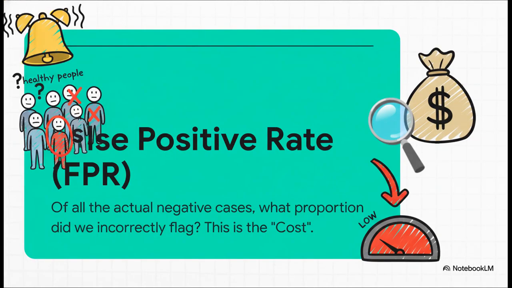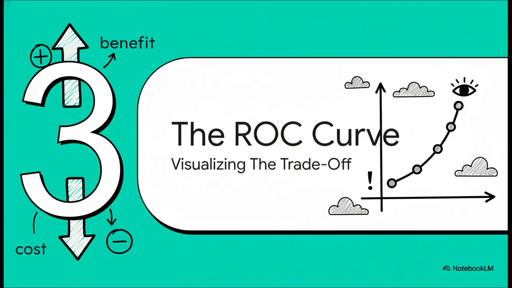But like with everything, there's a trade-off, and that's the false positive rate. This is our cost. It asks, out of all the perfectly healthy people, how many did we accidentally flag as being sick? This is our false alarm rate, and we want to keep this number as low as we possibly can. So now we have a benefit, and we have a cost.